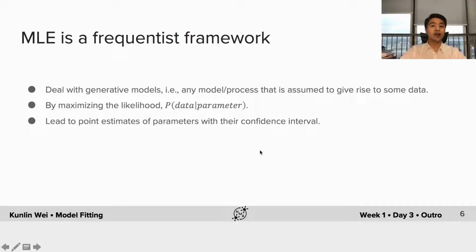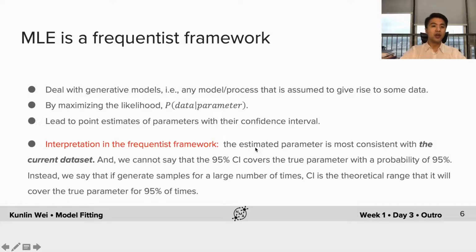Then we can use bootstrap to get its confidence intervals. Then how are we going to interpret the parameter and its confidence interval? From the perspective of the frequentist framework, the estimated parameter is most consistent with the current dataset. Why is this? Because from the generative model, we can generate a lot of datasets, right? Currently, we only have one single dataset, and the parameter we have is our best guess of the parameter.